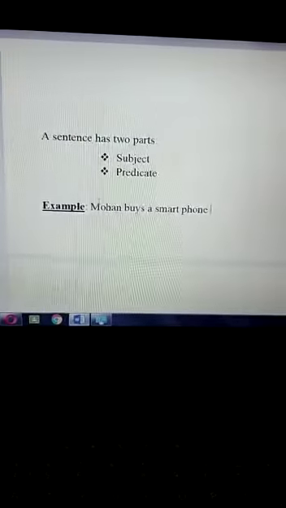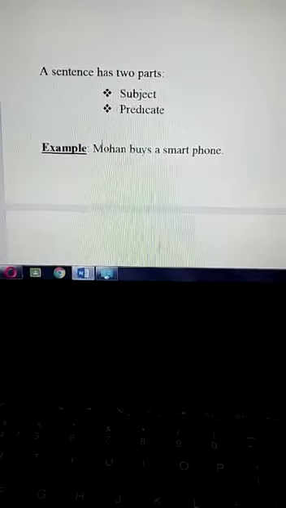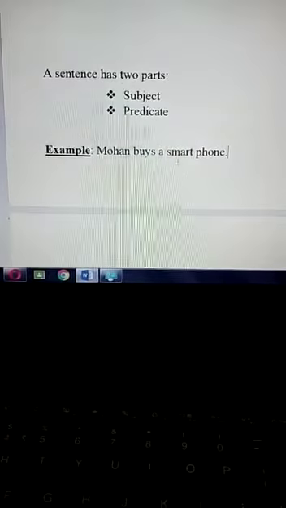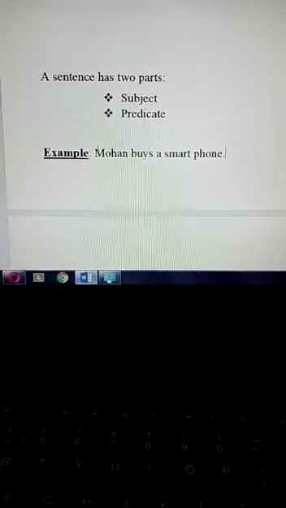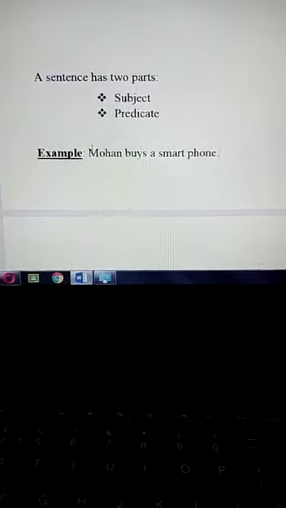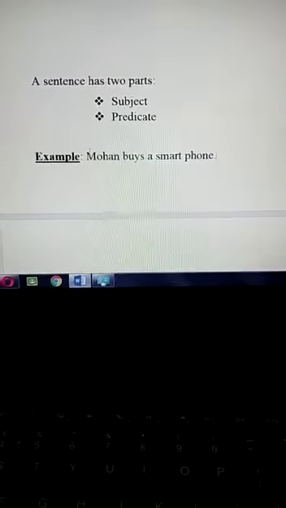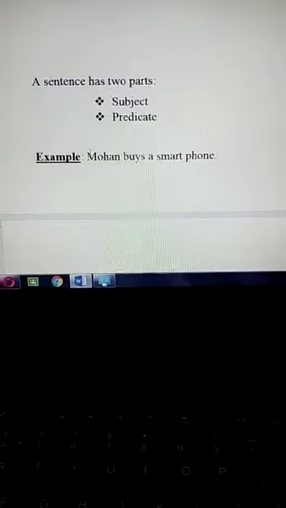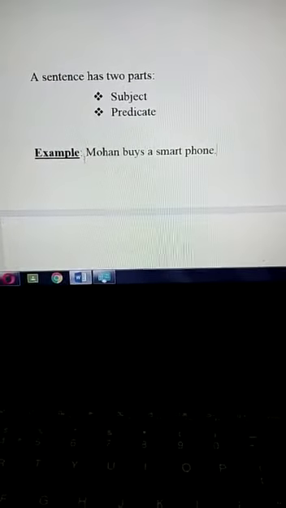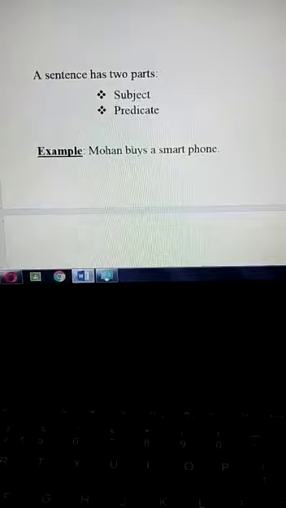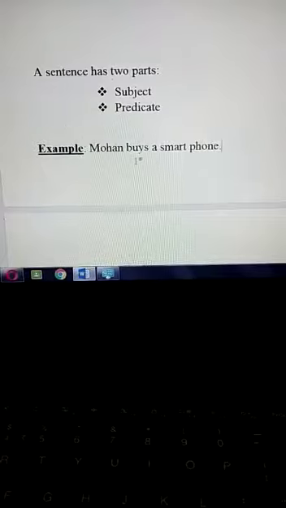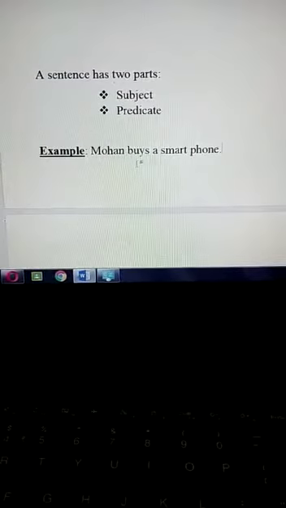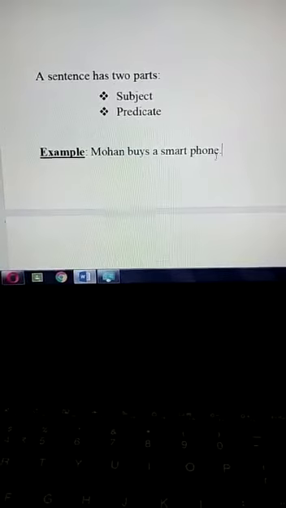See the example. Mohan buys a smartphone. Here, what is the subject? The sentence about whom or about what is talking, that is called the subject. Here, the sentence is talking about Mohan. So, Mohan is the subject. Then, the predicate. The predicate always starts with a verb. What is the verb here? Buys. So, buys a smartphone is the predicate.